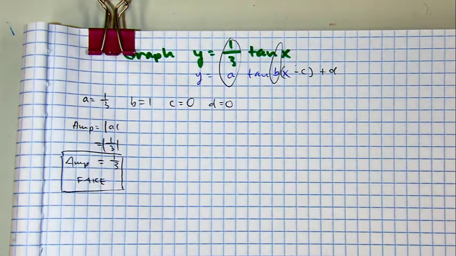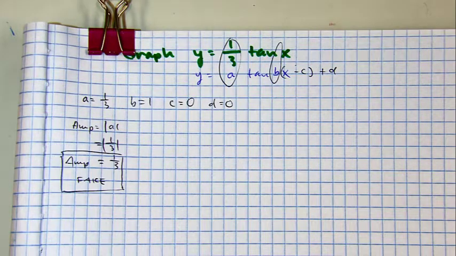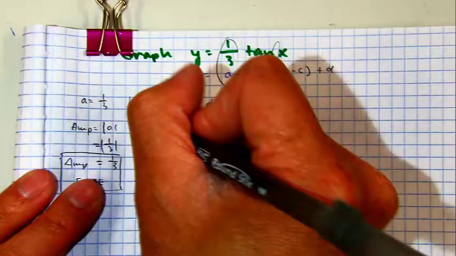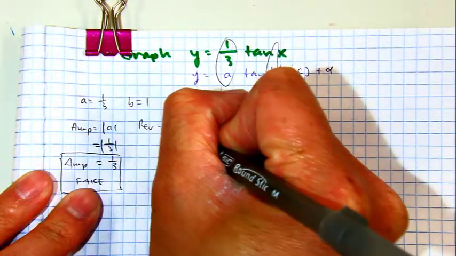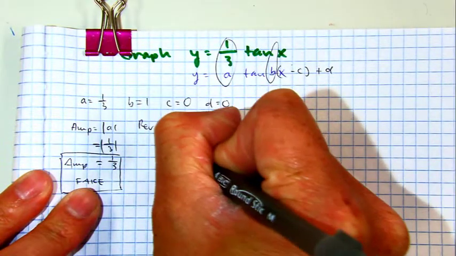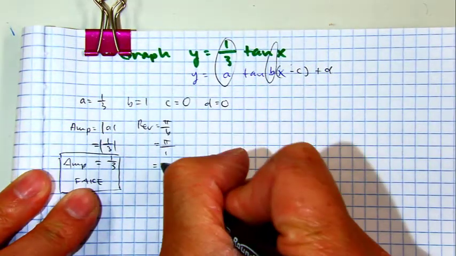Partner A, tell partner B, what's the formula for the period for tangent? Damien, what's our formula? Pi over B. Pi over B. Our B value is 1, so our period is pi.